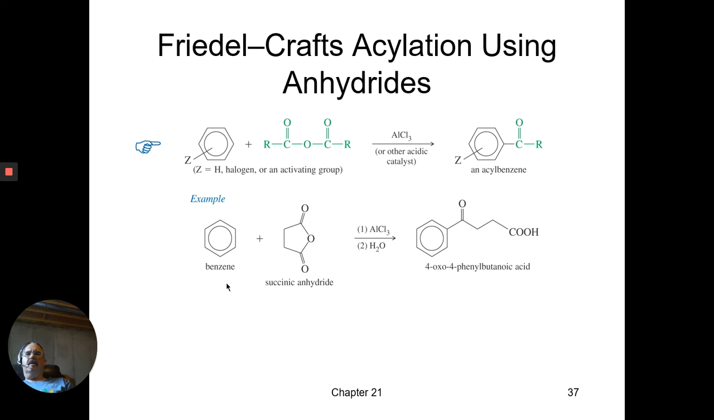This is something we haven't looked at before, but you can do a Friedel-Crafts reaction using an anhydride. Okay, this requires a Lewis acid catalyst, something like aluminum chloride. Okay, here's an example of using a cyclic anhydride. Okay, the anhydride is more reactive than the carboxylic acid, so we can stop it at this stage.